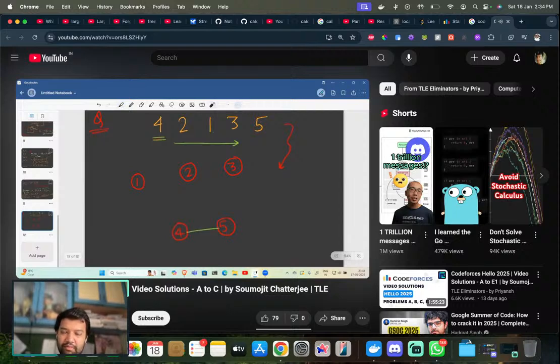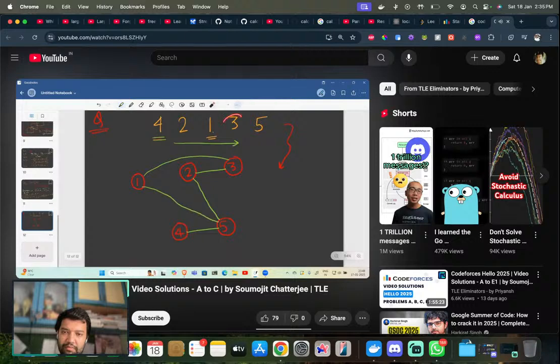Fine. Now look at 2. How many elements do you see larger than 2 here? You see 2 elements, 3 and 5, right? So add an edge from 2 to 3 and 2 to 5. Now come at 1 here. From 1, how many elements do you see larger than it? You see 3 and 5, right? So add an edge from 1 to 3 and 1 to 5.